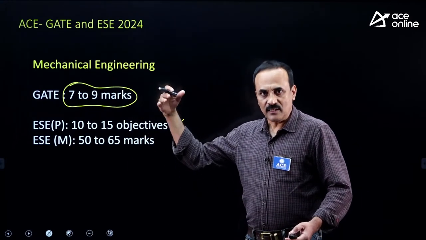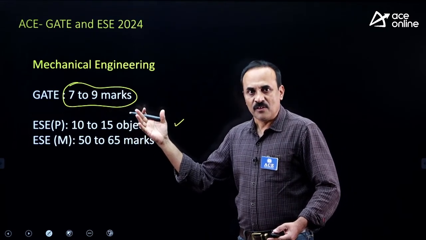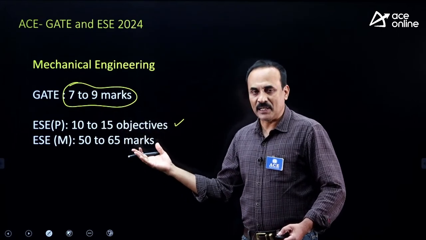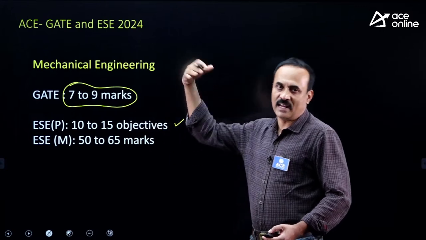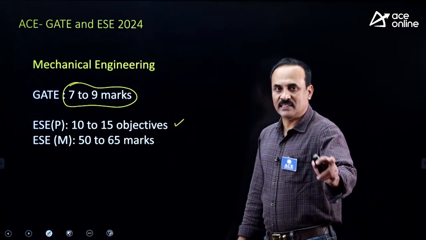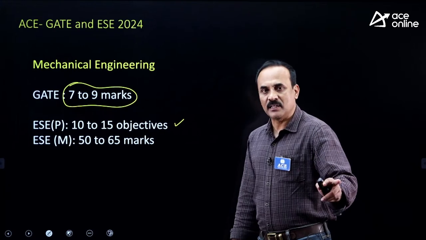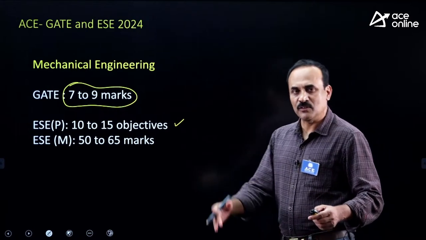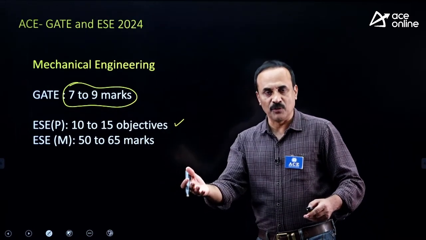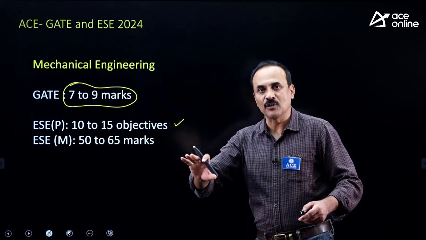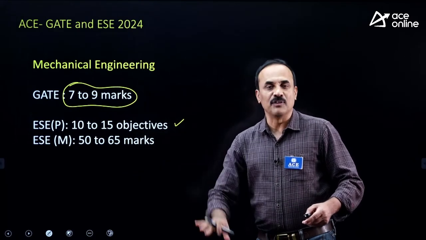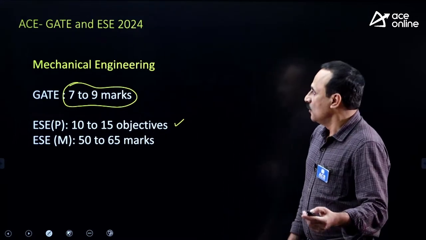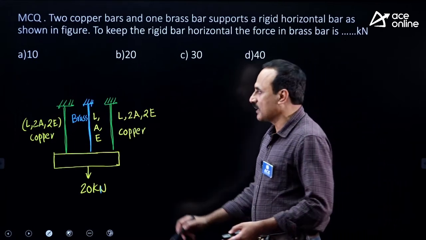We'll take the concept through questions for GATE point of view as well as ESE prelims point of view. Mains point of view, the lengthy questions we'll solve later on. GATE point of view, calculator is allowed. ESE prelims point of view, calculator is not allowed. You need to do manual calculations. Even most of the questions of GATE nowadays, if you observe, are set in such a way that you can calculate easily without much difficulty, without critical fractional answers and all. We'll take up a simple multiple choice question.